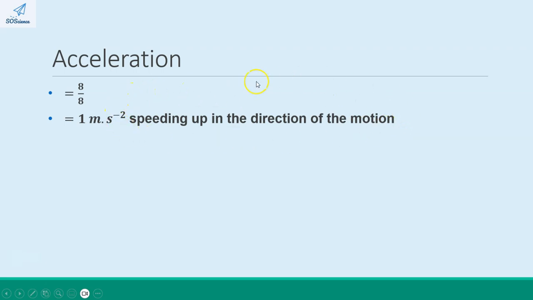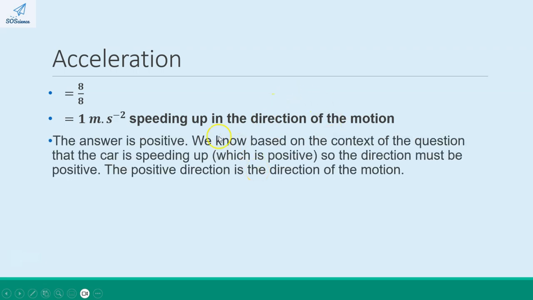So for acceleration, because it's a vector, you only need to specify the direction, but I like to specify both, whether it is speeding up or slowing down, as well as the direction of the motion. So again, the answer here is positive. We know based on the context of the question that the car was speeding up. Speeding up is a positive. And because our final answer was a positive, that means that the direction must also be positive. And the positive direction is the direction of the motion.